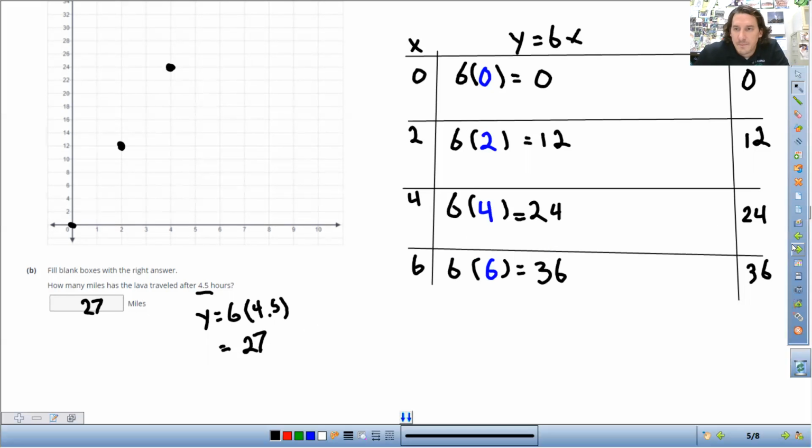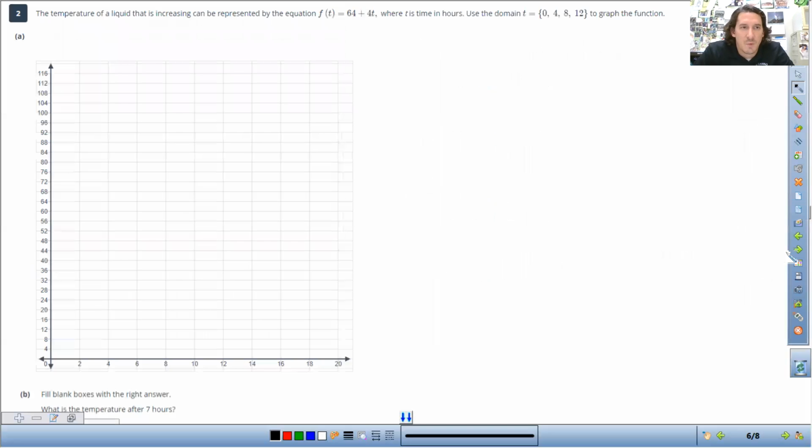All right. Moving on. We'll do one more question. So the temperature of a liquid that is increasing can be represented by the equation f of t is equal to 64 plus 4t, where t is time in hours. Use the domain t equals 0, 4, 8, 12. So this time we're not using just x and y, we're using different values. So we have function notation here. So f of t, that's like going to be the y.